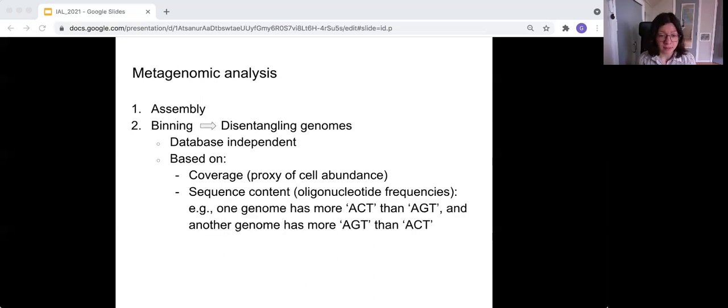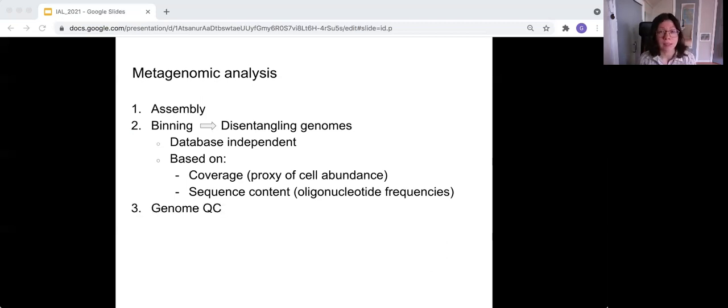The second method is sequence content. So it turns out that different organisms and different genomes have different frequencies of nucleotides and oligonucleotides, so short words, occurring in their genomes. So for example, one organism will have more ACT fragments in the genome than AGT fragments, and the other genome will have it the other way around. And you can use this information too. And finally, we assessed the quality of the genomes.